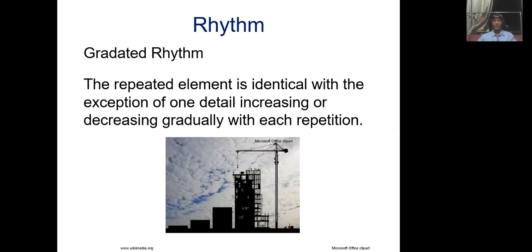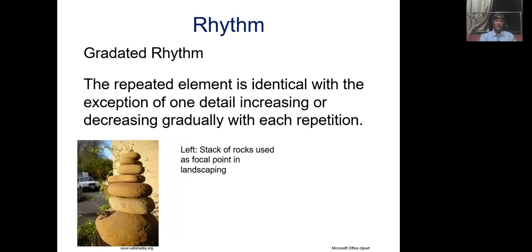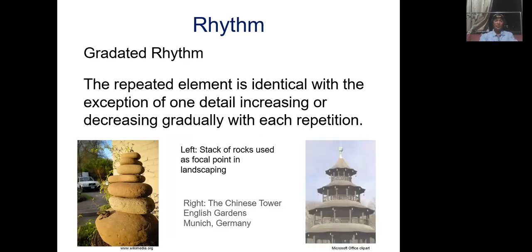Gradated rhythm is where the repeated element is identical with the exception of one detail, increasing or decreasing gradually with each repetition. So you notice there from the lowest to the highest, or vice versa. So like this one, the stones from the biggest to the smallest in a gradated rhythm. This is fun. Try doing that in a river. When you are in a river, try to look for rocks and put them on top of each other, just maintaining the balance. You'll be surprised.